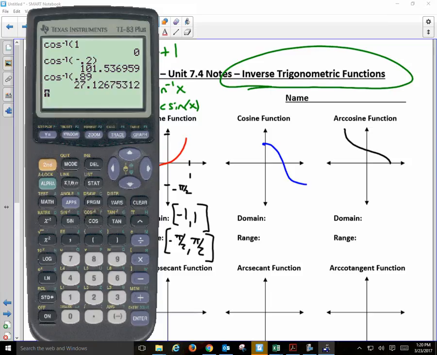Cosine inverse of negative 1.3. Will that work? No. Because your domain, again, has to be between that negative 1 and that positive 1. And instead of spinning all values between negative pi over 2, positive pi over 2, we go from 0 to pi. We already kind of knew that, right? So this is trying to help you understand why your calculator works the way that it does.